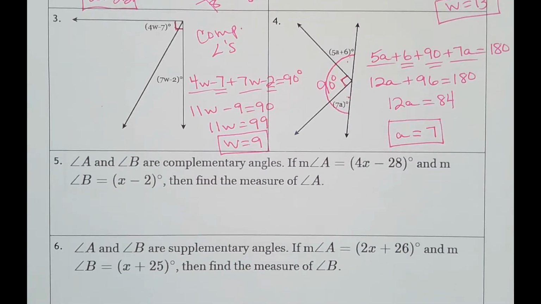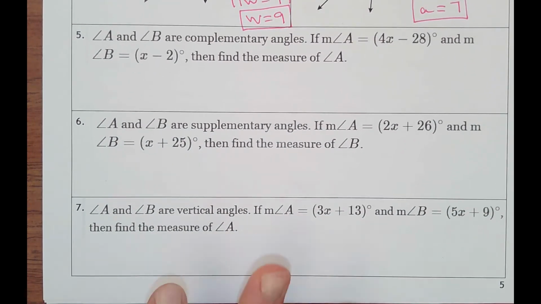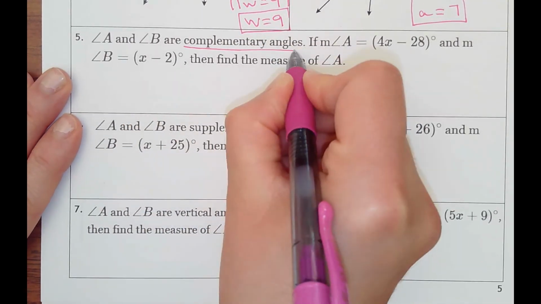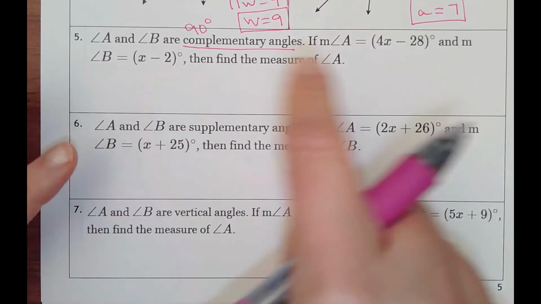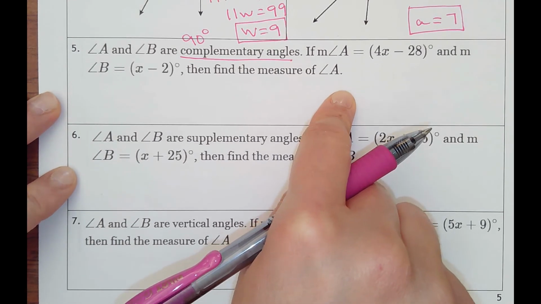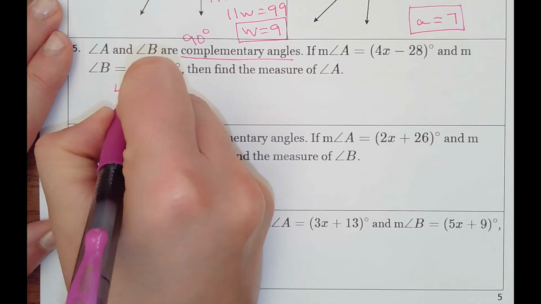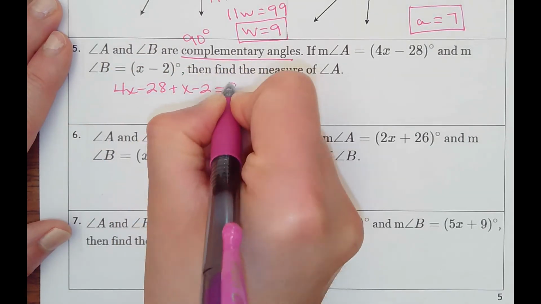Okay. Then the last 3 are the same thing, just in a word problem format. You need to know what the words mean. Angle A and B are complementary. Complementary means they make 90 degrees. If measure of angle A is this, measure of angle B is this, then find the measure of angle A. So what we would want to do is say that these two angles add to make 90. I'd have 4x minus 28 plus x minus 2 equals 90.